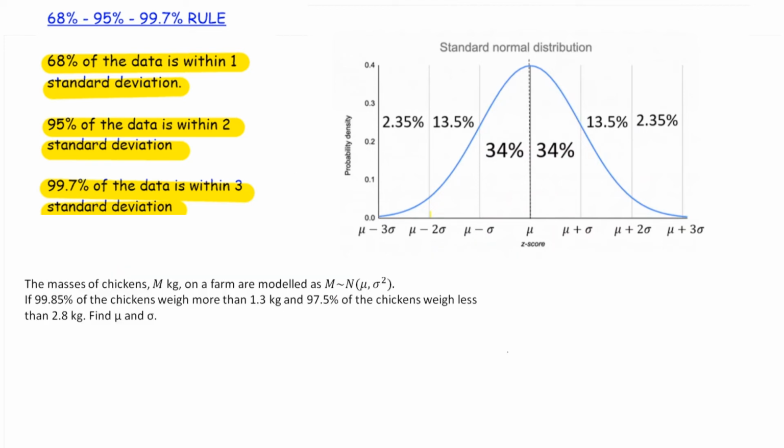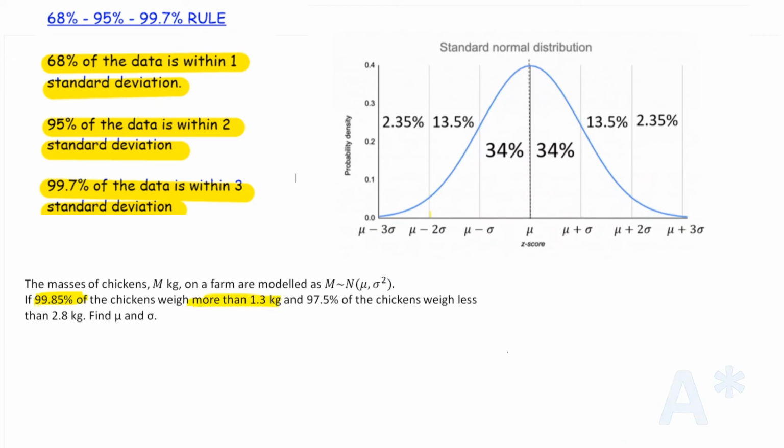Okay, so let's try one that's a little bit more problem solving. Here we're told that the masses of chickens, m kilograms, on a farm are modelled as m follows a normal distribution, mu sigma squared. If 99.85% of the chickens weigh more than 1.3 kilograms and 97.5% of the chickens weigh less than 2.8 kilograms, we're asked to find mu and sigma. I'm going to start by trying to place some of these on the diagram.